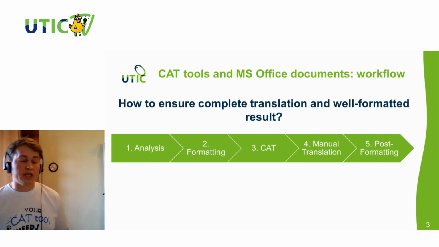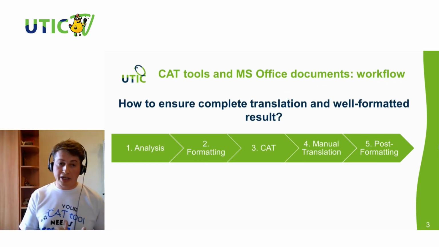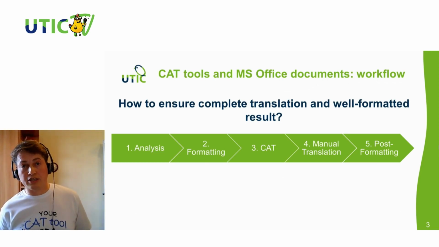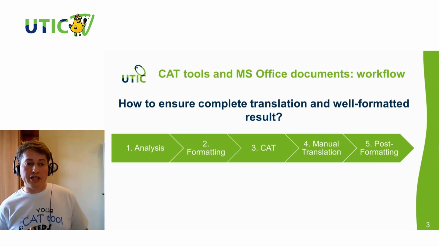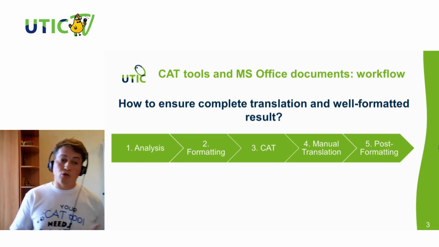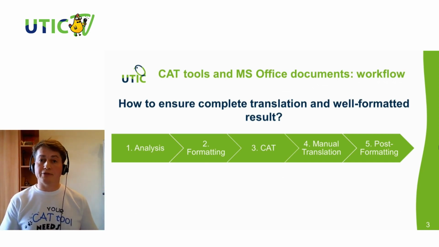At the CAT stage, you import the document into the CAT tool using correct settings and perform translation and revision. At the manual translation stage, you translate things that you could not translate inside the CAT tool. At the final post-formatting stage, you format the final document, update tables of contents, and so on.